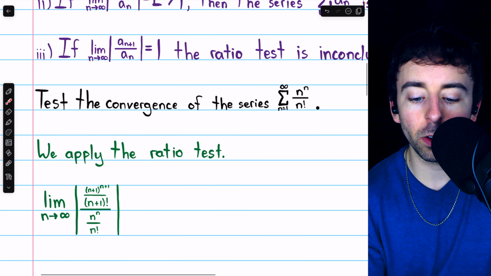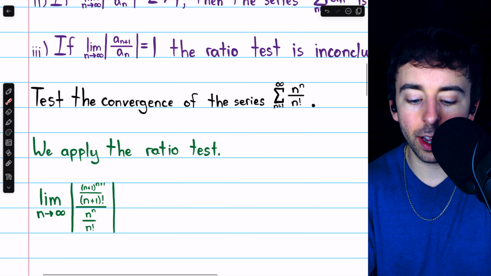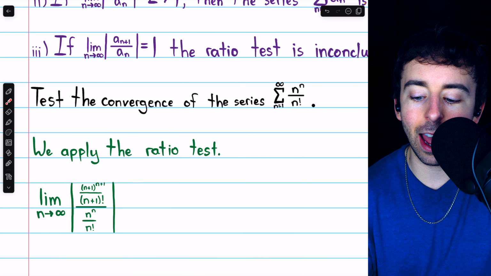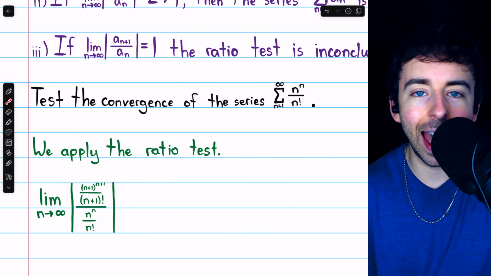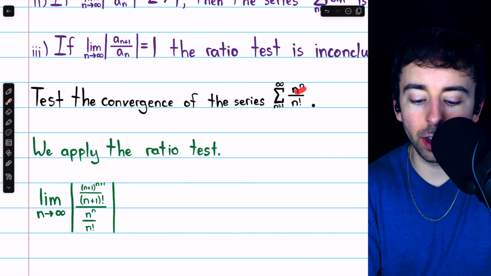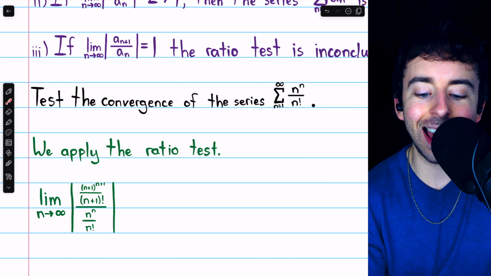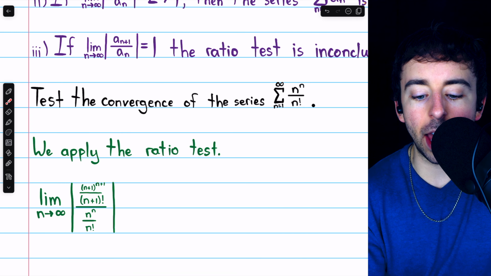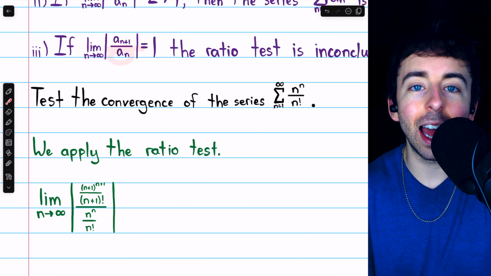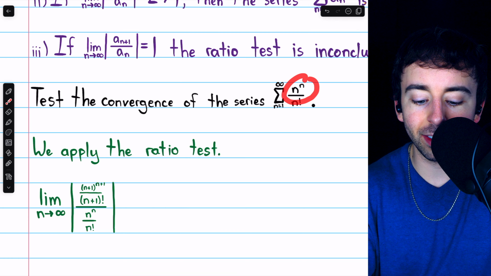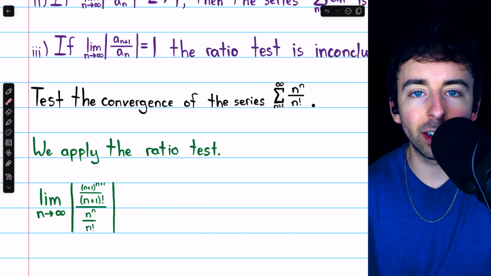So in the numerator, we put a_{n+1}. That's found by just plugging in n plus 1 in place of n. Thus, we have (n+1) to the n+1 divided by (n+1) factorial. That's a_{n+1}. Then we divide by a_n, the nth term of the series, which is just n to the n divided by n factorial.